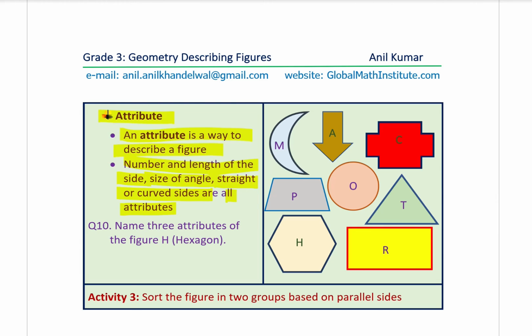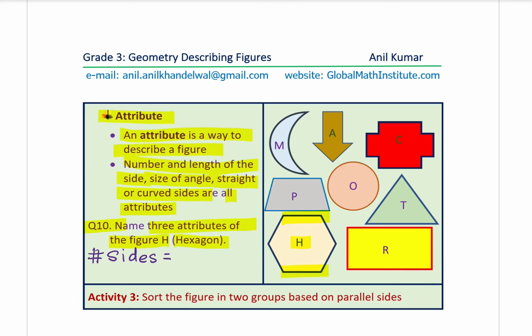So, based on this, we have question number 10 for you, which is name three attributes for the figure H, which we are calling hexagon. And we also notice this is a regular hexagon. Clear? Okay, so you have to name three attributes for the figure H. Can you tell me three attributes for this particular figure? Think about it one by one. You can see the number of sides, right? So think about this as number of sides, how many sides it has.